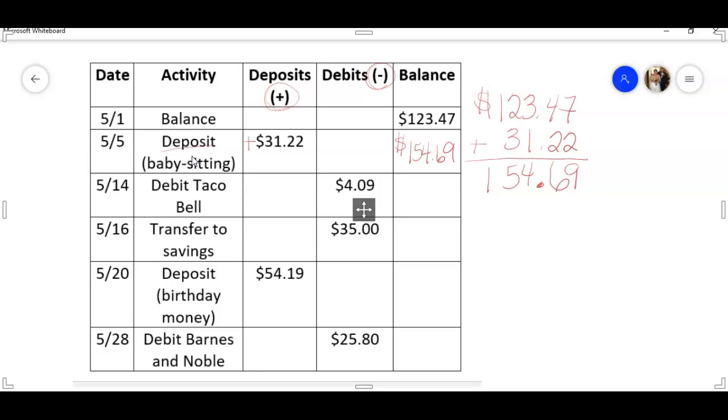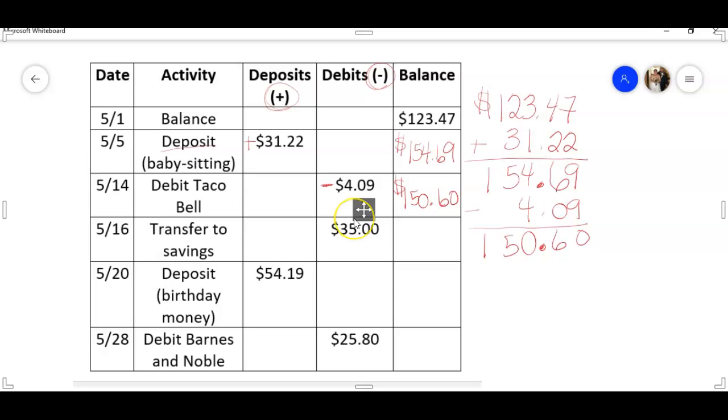Now I go to my next row. On May 14th, this is a debit. Remember, debits are subtraction. So they went to Taco Bell and they had $4.09. So I need to take away $4.09. 9 minus 9, 0, 6, 0, 5, and 1. So this amount is $150.60.